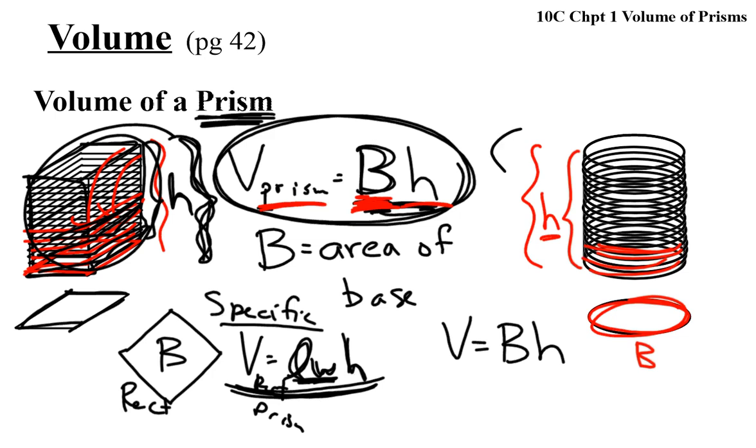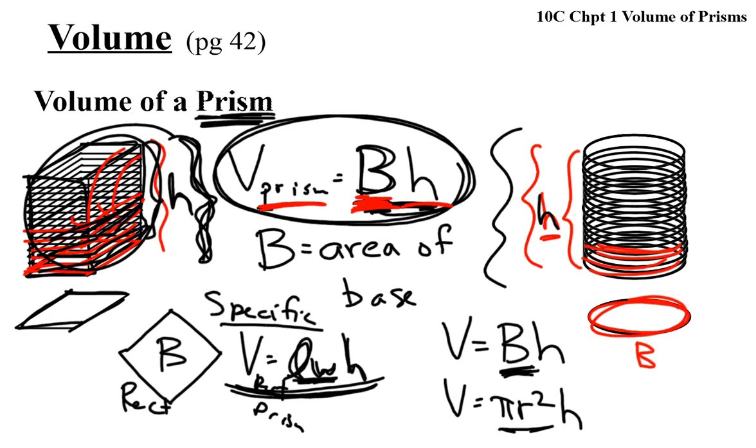But for this cylinder, what kind of base do we have? We have a circle. So instead of just saying big B, we know that it's a circle base, so it's pi r squared, the circle base, times the height of the prism.